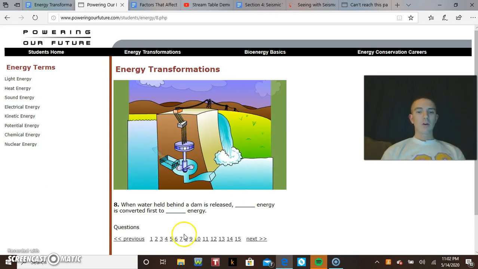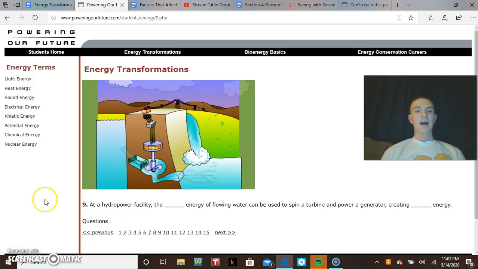Number 8, when water held behind a dam is released, blank energy is converted first to blank energy. Here's a simulation. You can pause the video, answer the question, and then move on to number 9. At a hydropower facility, the blank energy of flowing water can be used to spin a turbine and power a generator, creating blank energy. The simulation's been playing. I would pause the video here and then answer the question until we move on to 10.